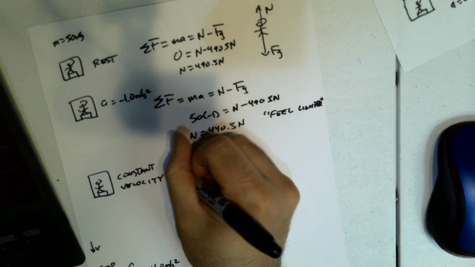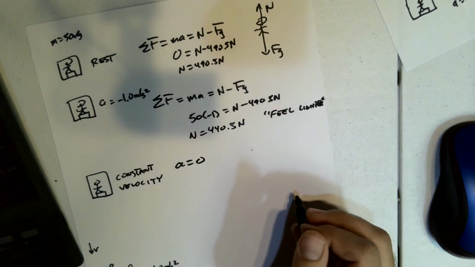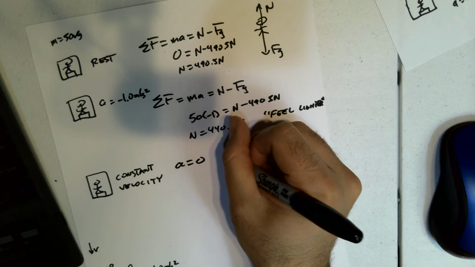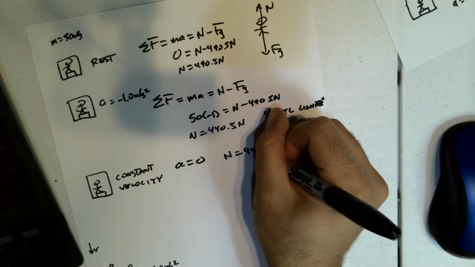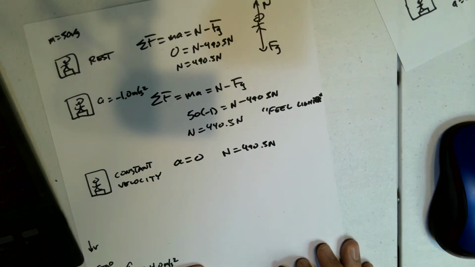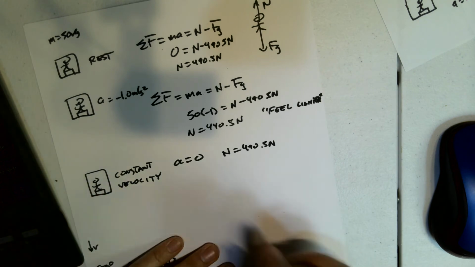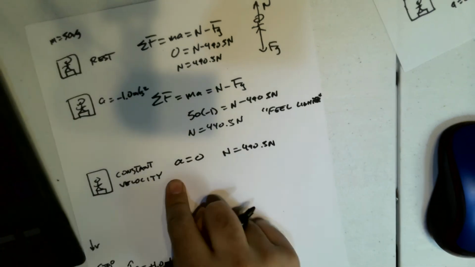And then as we descend at a constant velocity, our acceleration is 0. So when you solve for the normal force in this scenario, you're going to get 490.5 newtons again, just like we did in the previous one. So you feel normal here, you feel normal here.